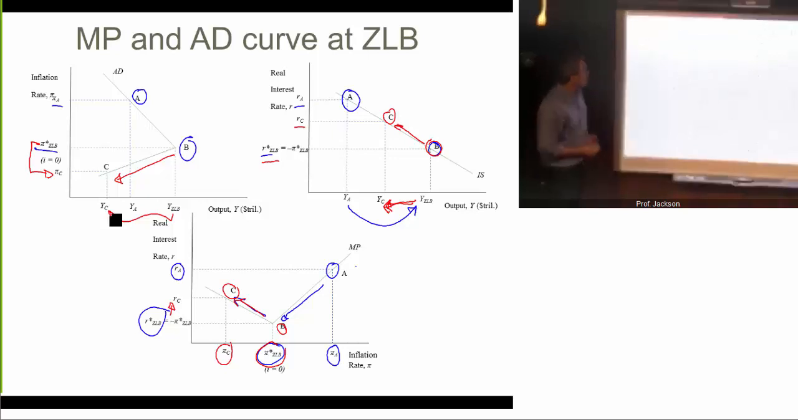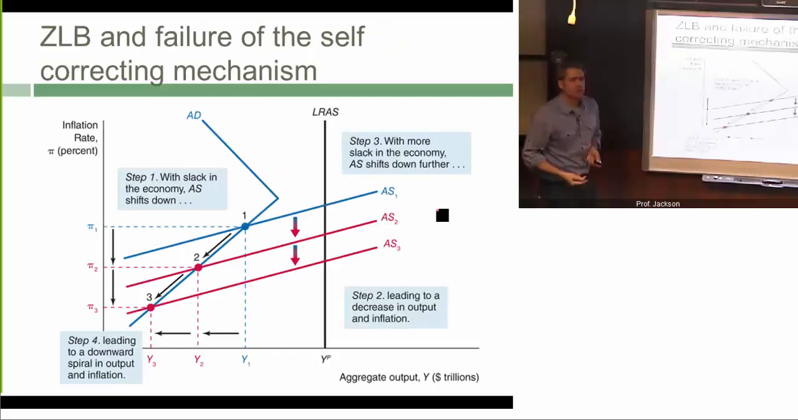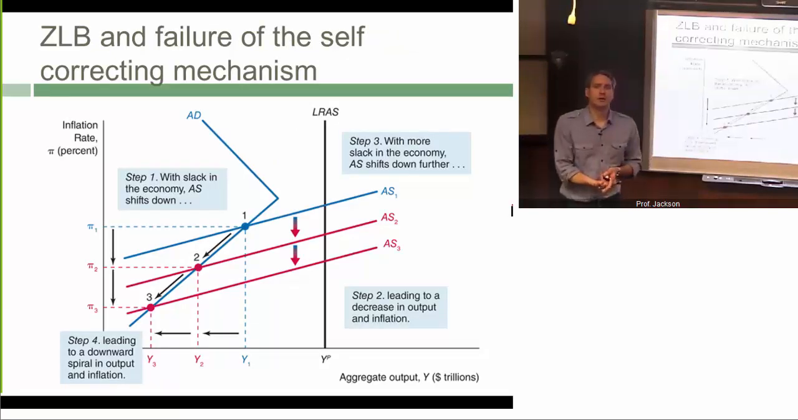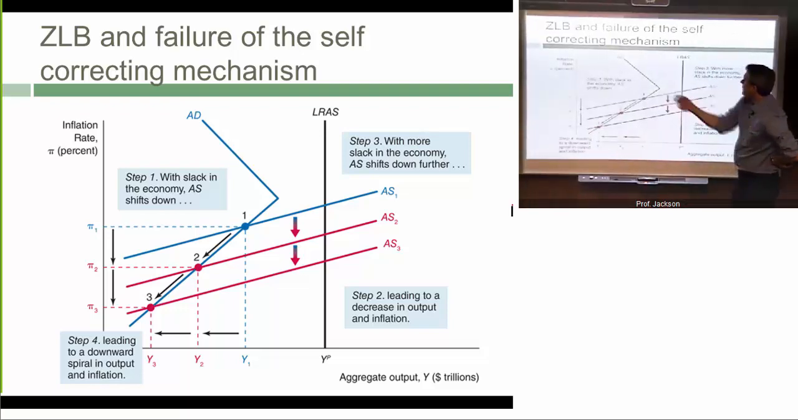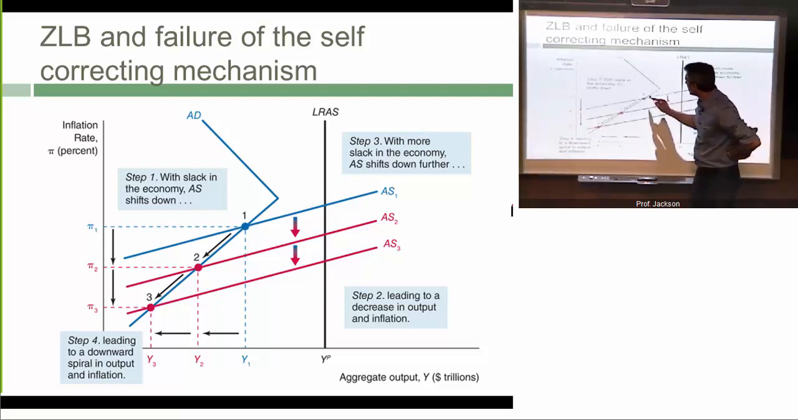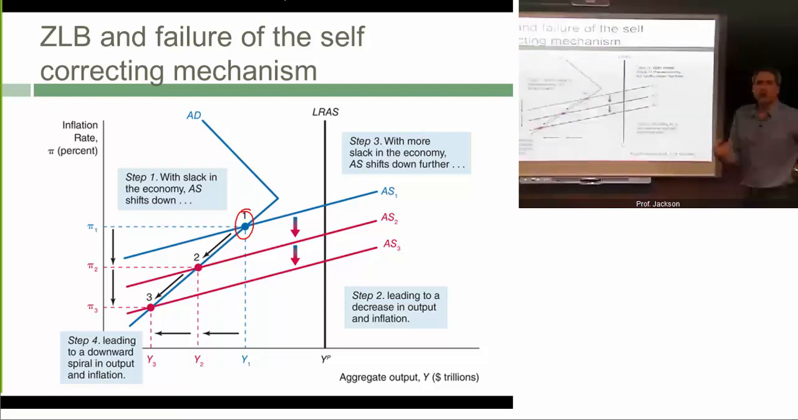So again, this highlights the limitations of the MP curve in the sense that, number one, it limits the ability of monetary policymakers to respond appropriately. But number two, it also highlights this failure of the self-correcting mechanism. So that's the second problem that's arisen as a result of this. So if you imagine a situation where our short-run equilibrium is at a point along that funny kinked part of our aggregate demand curve, then that's where the trouble starts.